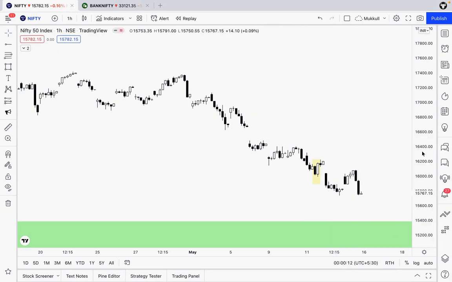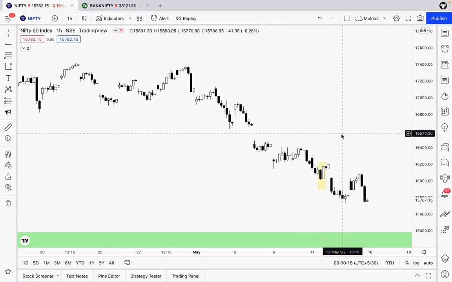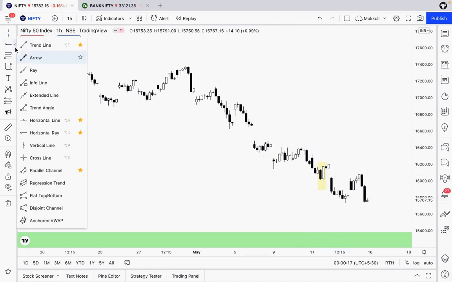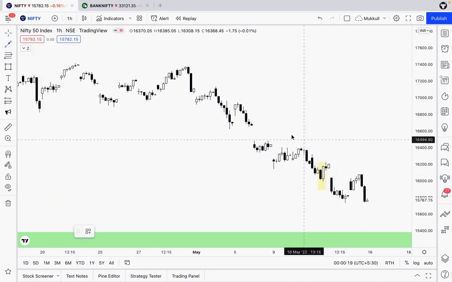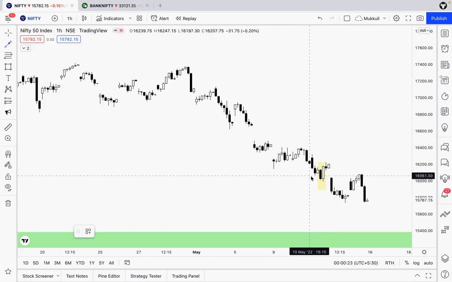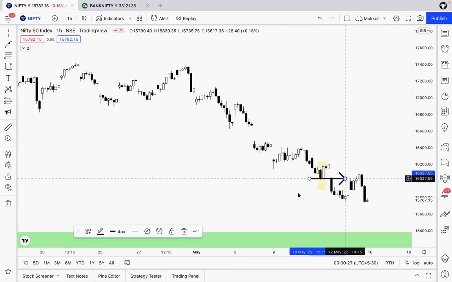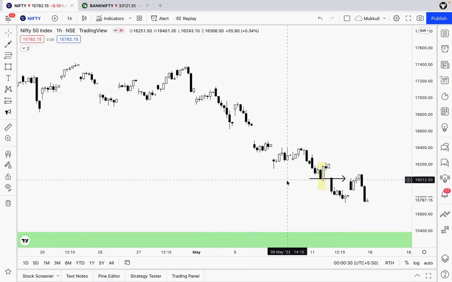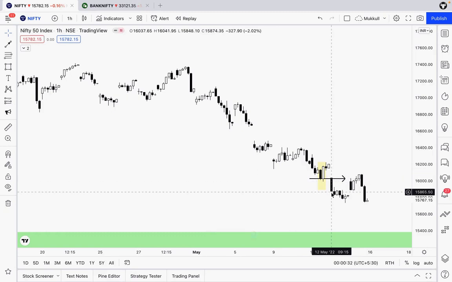But you see what happens on the very next day. The whole thing gets taken down with a single gap down candle. If you see this particular price point, this whole thing is being taken out by a single gap down, and then the trend continues.